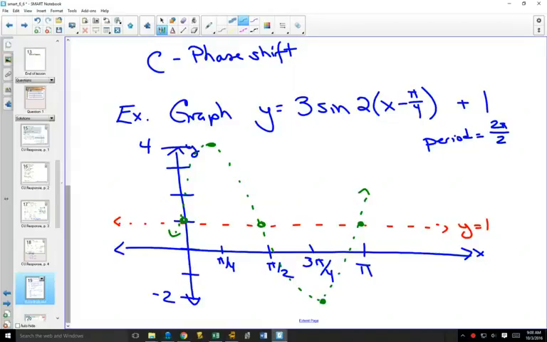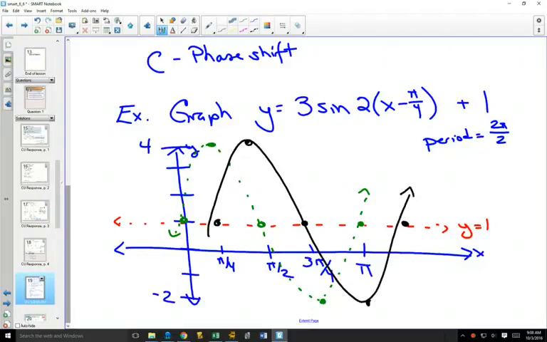And then finally, you can do the C value. The C value is a shift. This time we're going pi over 4 to the right. So take each of those temporary points that you have on the green graph and move them pi over 4 to the right. And then you can graph your final graph.